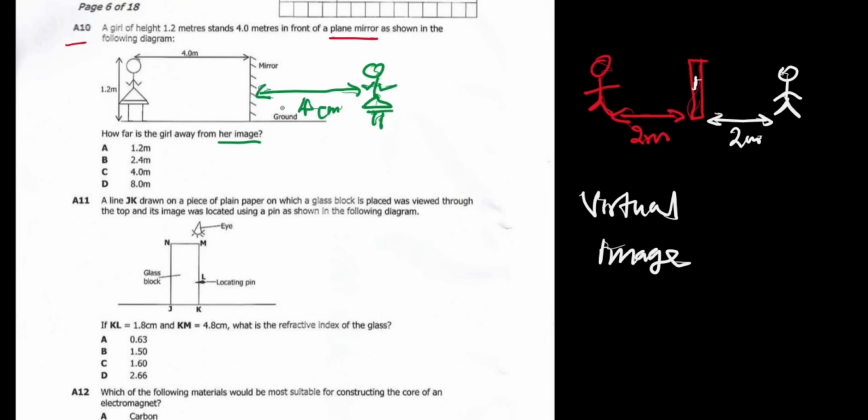So how far is the girl from her image? This is from where she is to where the image is. So this distance is actually 4 meters plus 4 meters because the distance is the same. And so you're going to see that answer choice D is the correct answer. It can't be C, 4 meters, because this is just from the object to the mirror. And it can't be 2.4 because there's no indication in this scenario that it can be. And it's not 1.2 because 1.2 meters is the height of the girl. So make sure you understand this.